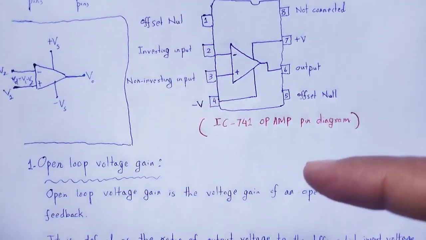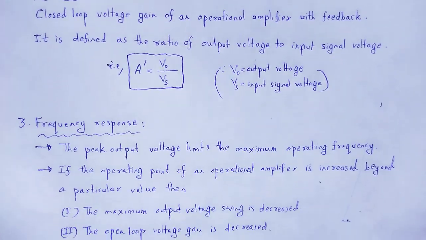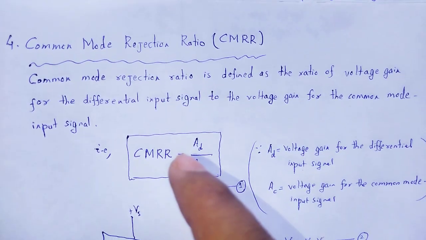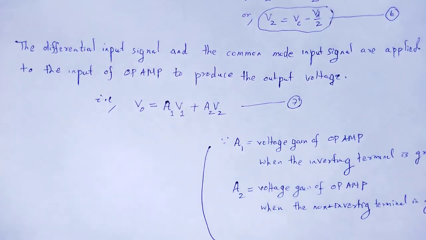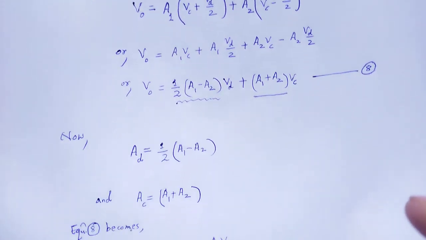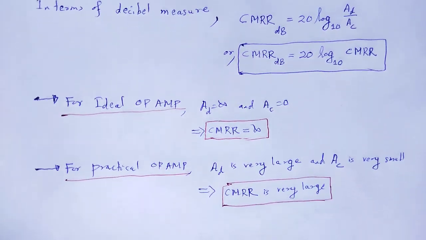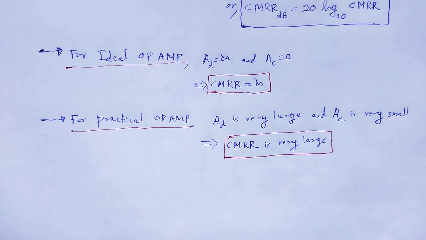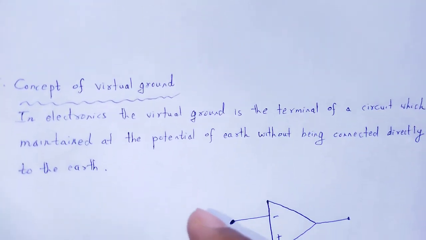IC-741 op-amp, open loop voltage gain, closed loop voltage gain, frequency response. Common mode rejection ratio CMRR, its mathematical formulation, and again CMRR in decibel measure, its value for ideal op-amp as well as practical op-amp. Next, the concept of slew rate and virtual ground.